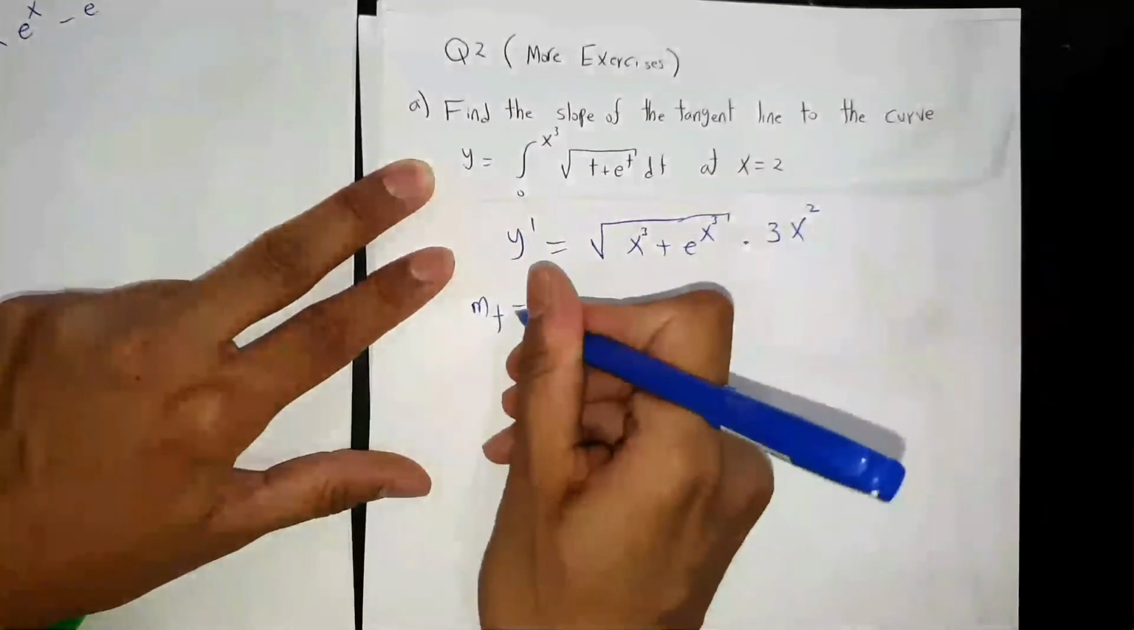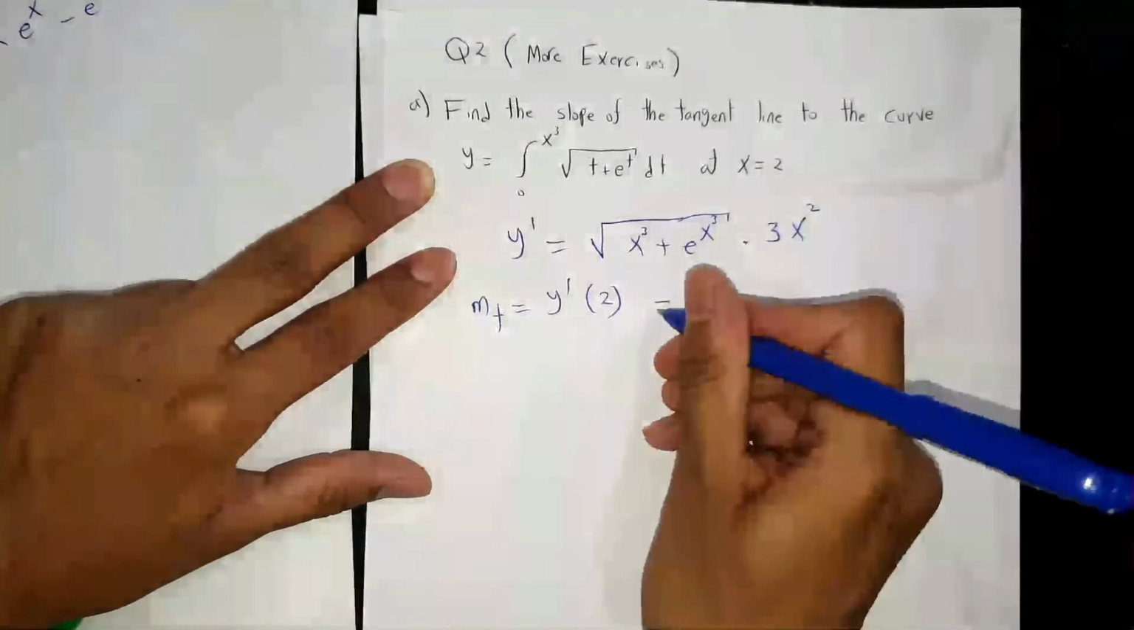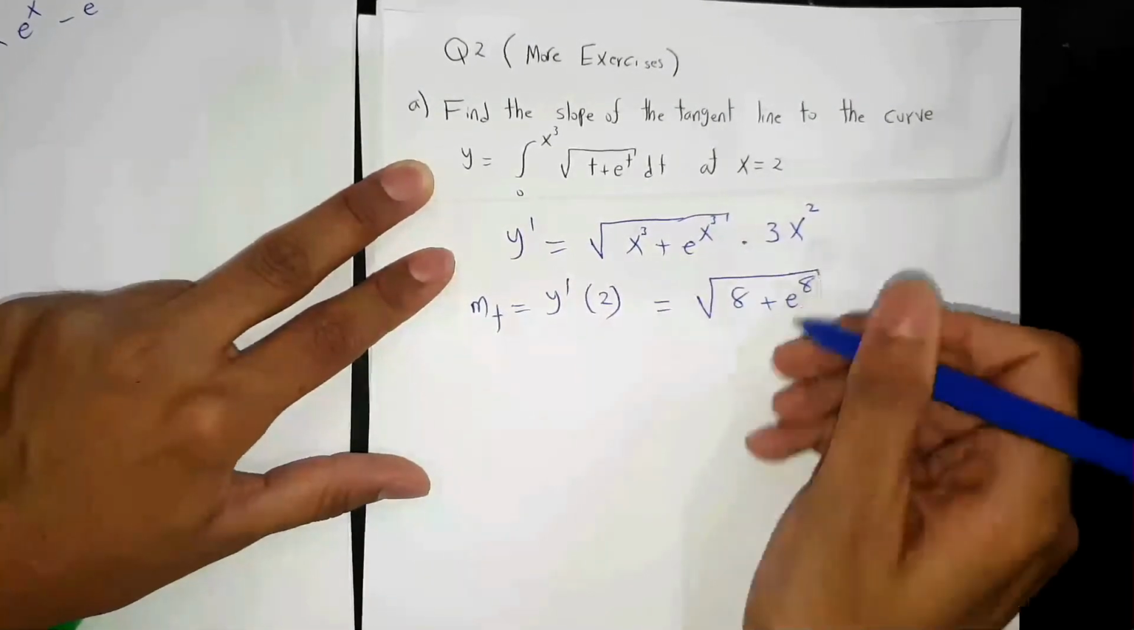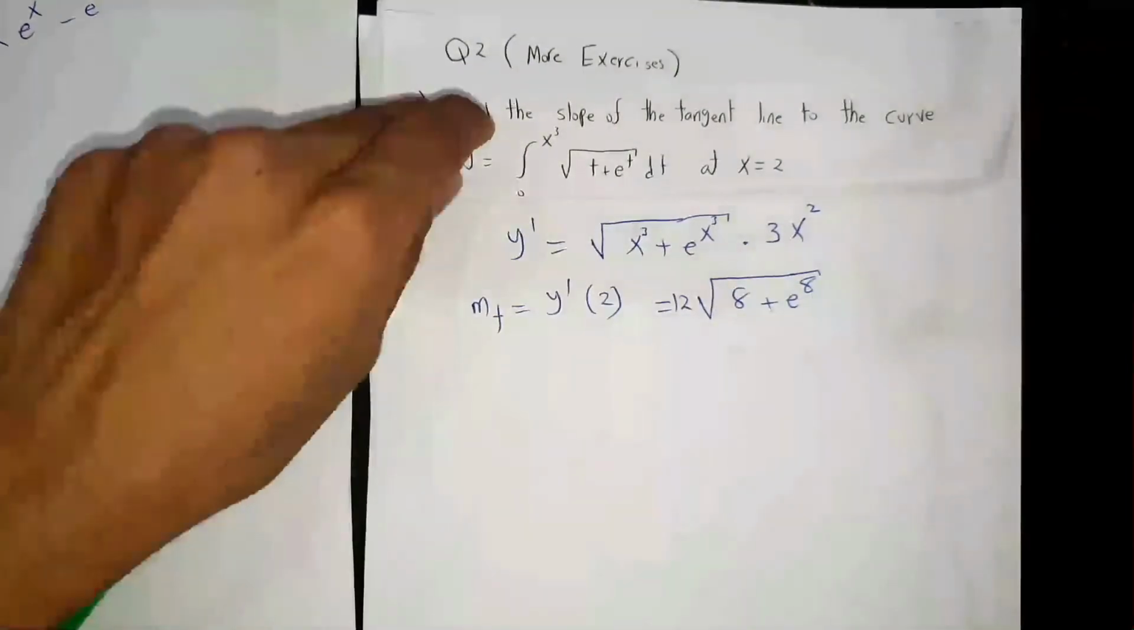The slope of the tangent line will be what? Will be y prime evaluated at that number, which is 2. So here you will get what? Root 8 plus e to the power 8 and multiply by what? 3 times 4, that is what? 12. So we can write this 12 here.